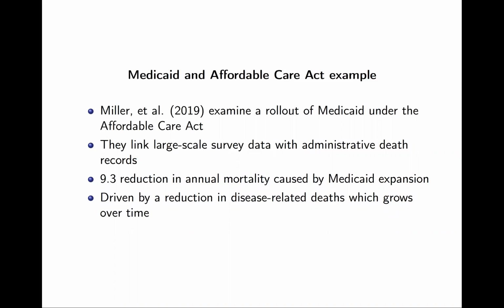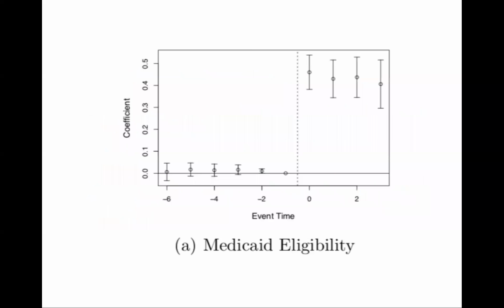Okay, so Miller et al. examined the rollout of Medicaid under the Affordable Care Act by linking that Medicaid data with administrative death records. They had all the people that were on Medicaid, and they had whether or not they passed away. And so they find a 9.3 percent reduction in annual mortality caused by Medicaid expansion. And it's coming from a reduction in disease-related deaths, which got larger over time.